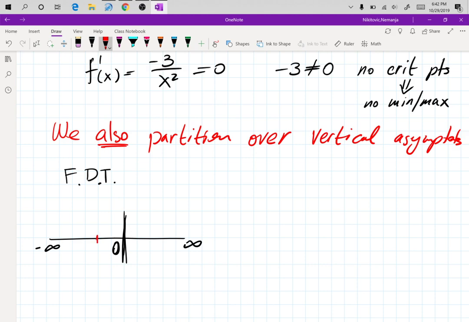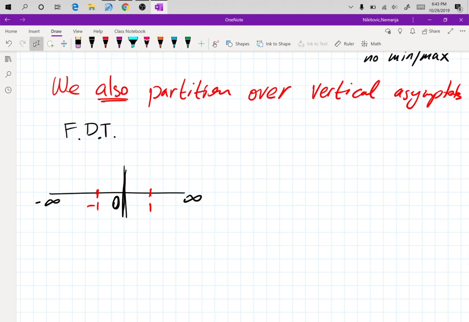So now we'll pick test points, which clearly should be negative 1 and positive 1, because those are cheap values and they are available. I mean, can you use e to the pi? Of course you can use e to the pi. So I drew my domain and then the partition, and now I have the test points. So now I do the first derivative test. F prime at negative 1. Well, that's negative 3 divided by negative 1 squared.